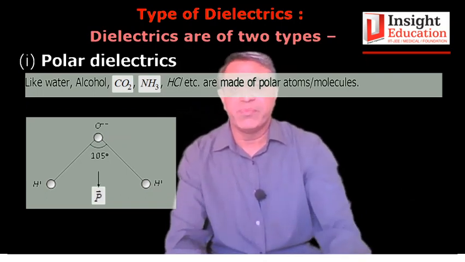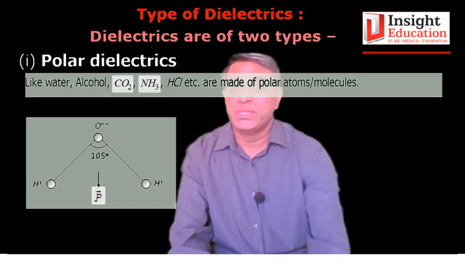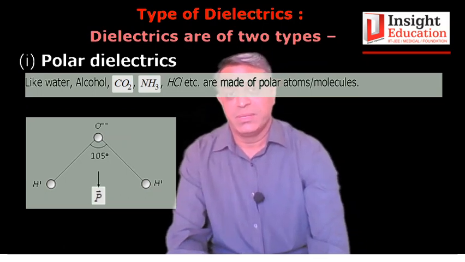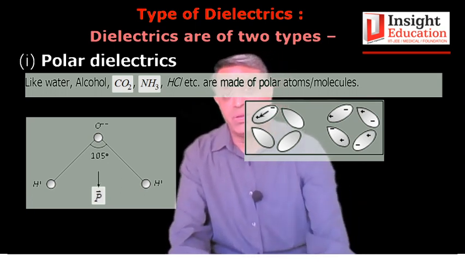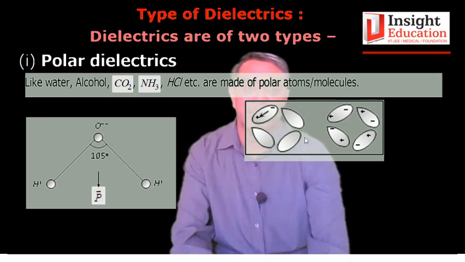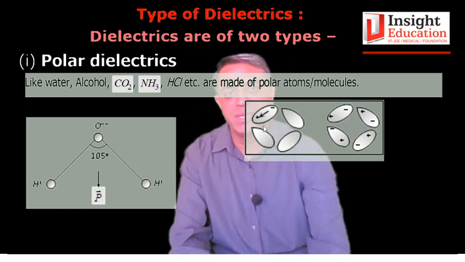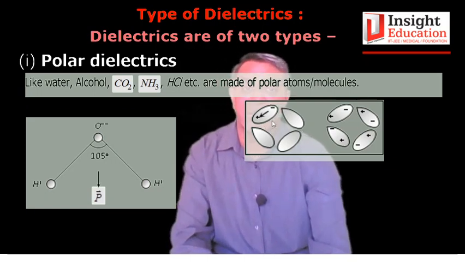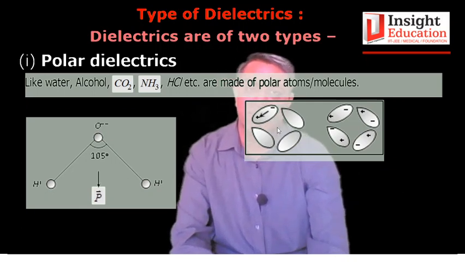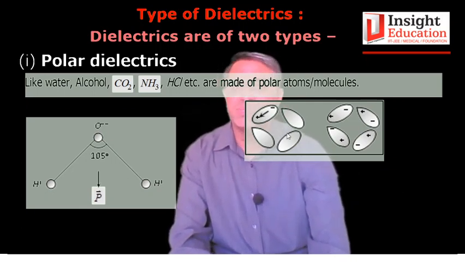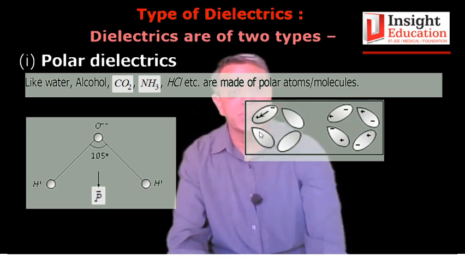Now suppose there are number of atoms. Then in the normal situation, these dipoles or atoms are arranged in such a way that net dipole moment is 0 when electric field is not present. So you can see these atoms or molecules are arranged in such a way that net dipole moment is 0. When this material is exposed to the electrical field, what will happen?